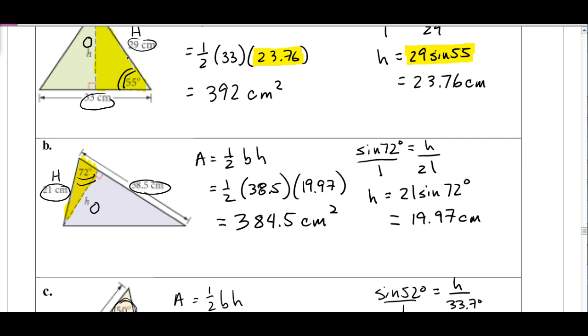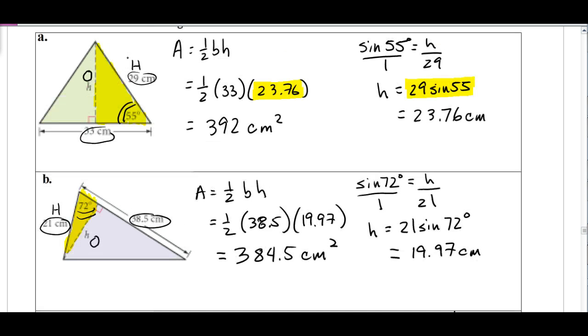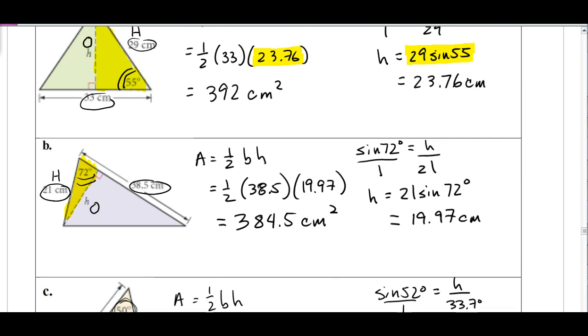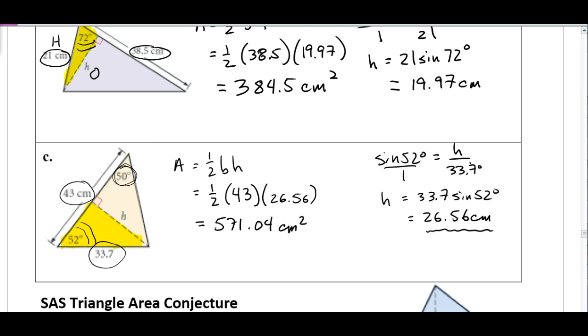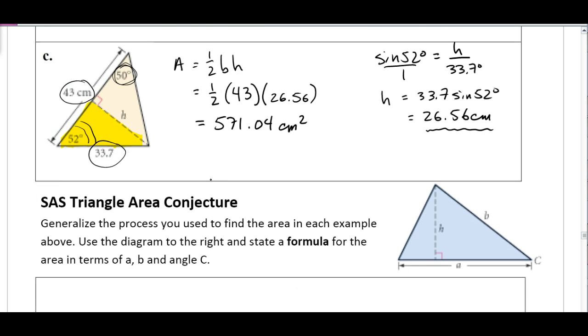So we found the height the same way every time. The height was 29, one of the sides we knew, times the sine of 55. Over here, the height was 21, our hypotenuse of that triangle, times the sine of 72. And over here it was 33.7, one of our sides, times the sine of 52. Then we plugged in that number, the side times the sine of 52, times the other side, and then took a half because it was a triangle.